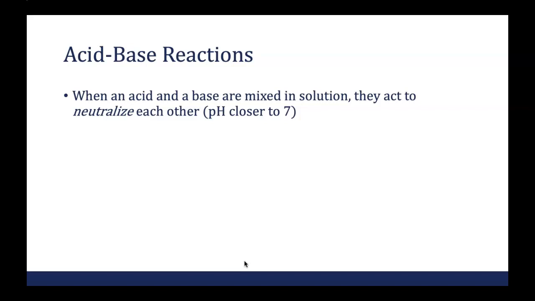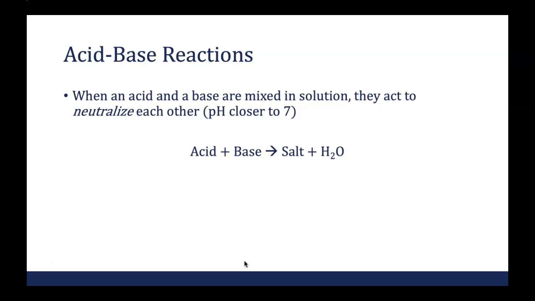All right, and finally, what happens when we actually mix acids and bases together? Well, when we have an acid-base reaction and they mix in solution, they act to neutralize each other, or basically cancel out each other's acid or base properties. So if I have something that's really acidic with a pH close to 2 and something that's really basic with a pH close to 12, if I mix those together, the final solution's pH is going to be closer to 7 because that's closer to neutral.